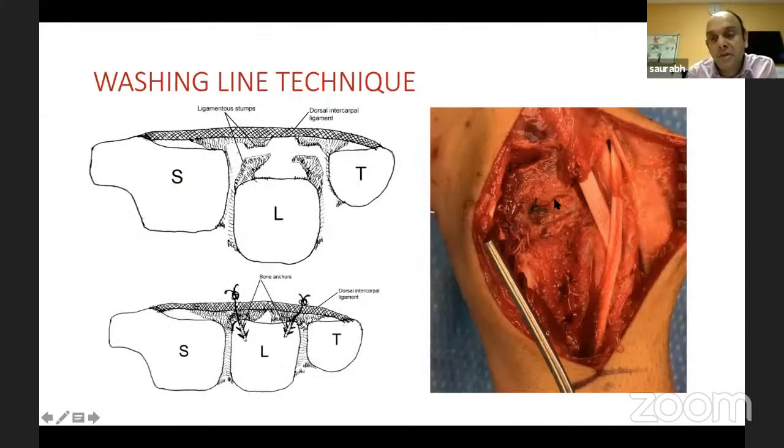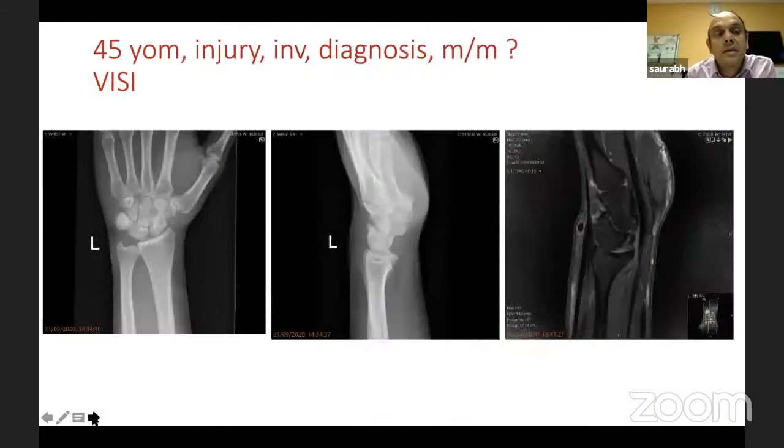This is the picture again, which I've been showing you. So this is what's happened to this patient. These vertical ligamentous stumps have all broken. And by putting an anchor and putting a knot on top of the capsule like here, the capsule slaps down, allowing these vertical septa to form again. So, washing line technique.